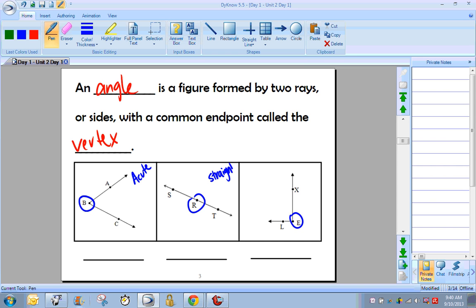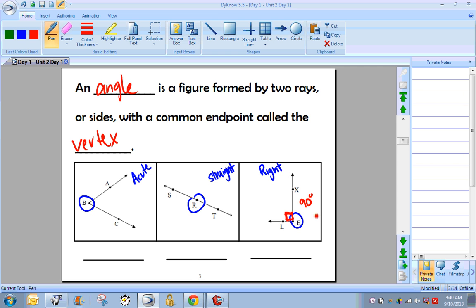Straight, because it equals 180. And then what about the right one? Right. Because it's on the right, obviously. Hey, how do they tell you it's a right angle? They give you a box in it that tells you it's 90 degrees, right?